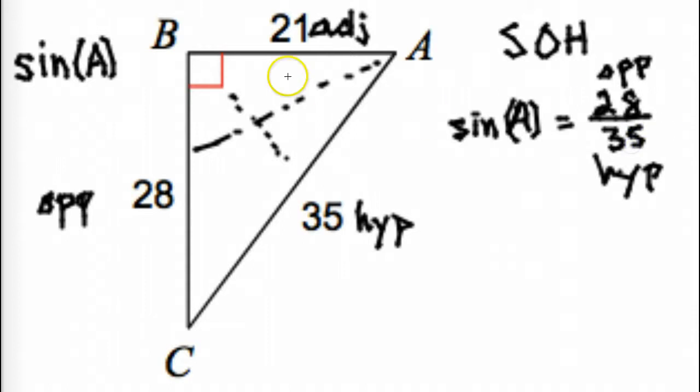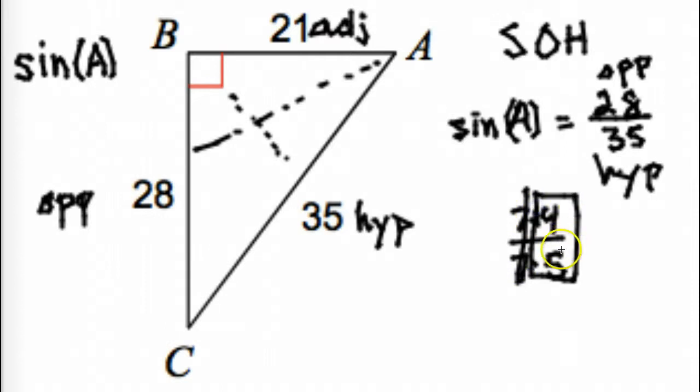I notice these are multiples of 7. So 28 is really 7 times 4, and 35 is really 7 times 5. So that just makes 4 over 5. Check. Done. Piece of cake.